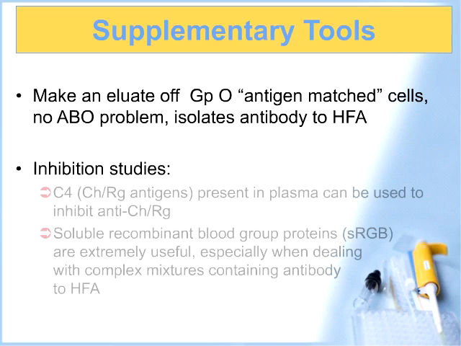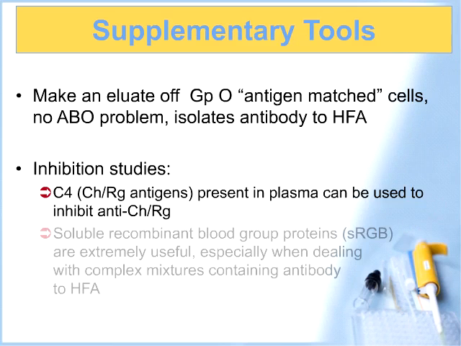We can also use inhibition studies, and Chido and Rodgers antigens are plasma antigens, so they're present on C4 in your plasma, and plasma can then be used to inhibit anti-Chido and Rodgers. You can also use plasma from Chido negative Rodgers positive individuals or Chido positive Rodgers negative individuals to specifically work out whether it's anti-Chido or anti-Rodgers. It's really not needed clinically to know what the specificity is between the two, because it's not a significant antibody.